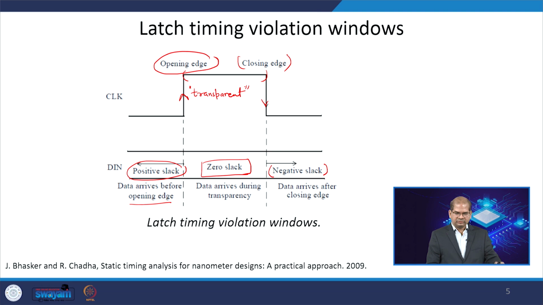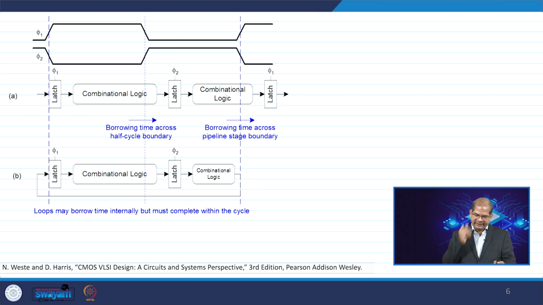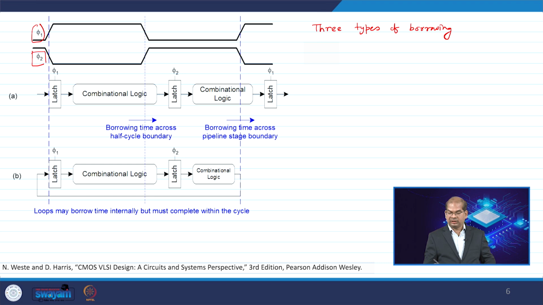With this background, we will go to the next slide, where you can see this. We have this phi 1 and we have phi 2, which is opposite in phase. Now, you can see there are 3 types of borrowing. So, what are those borrowings? 3 types of time borrowing are there.